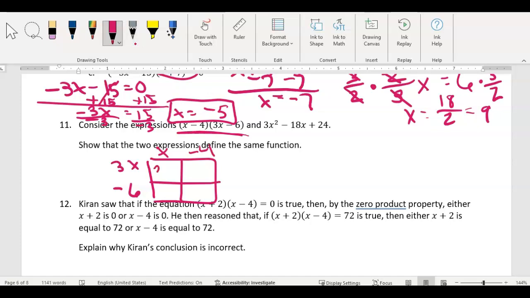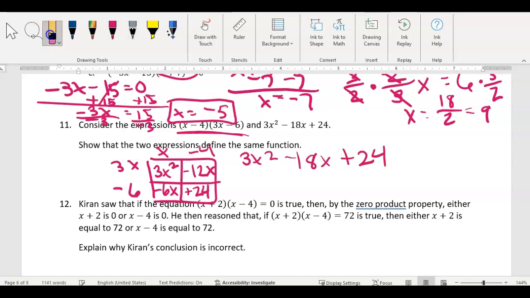So 3x times x is 3x squared. 3x times negative 4 is negative 12x. Negative 6 times x is negative 6x. Negative 6 times negative 4 is positive 24. I can now combine my like terms. 3x squared minus 12x minus 6x is minus 18x plus 24.